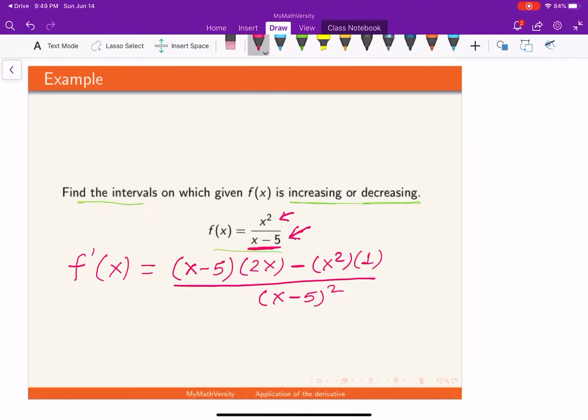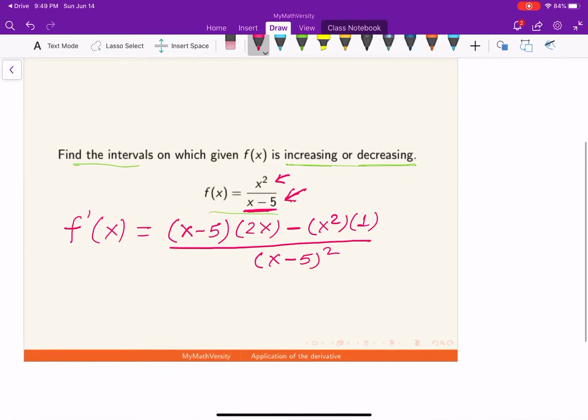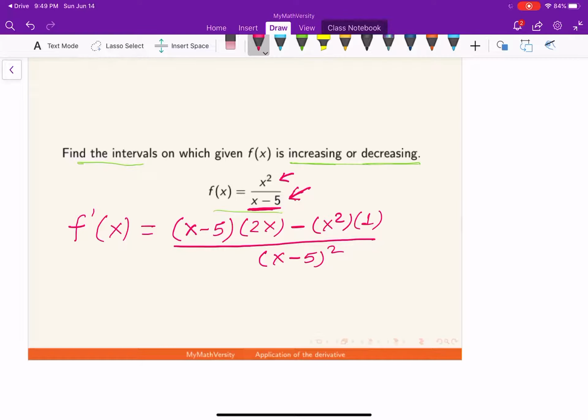The derivative is there, but let's try to simplify it if we can. So how can we do that? You can see here is 2x, so we can distribute that 2x over x minus 5. When we do that, 2x times x will be 2x square, and then 2x times negative 5 will be negative 10x. And then minus, and x square times 1 will be just x square. So that's what we have on the numerator, and everything under that will again be the square of x minus 5.